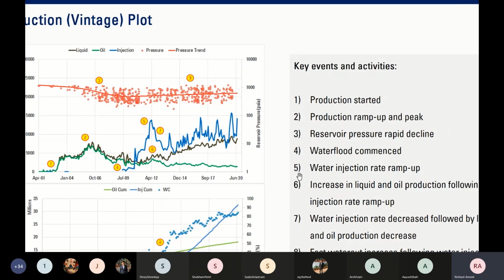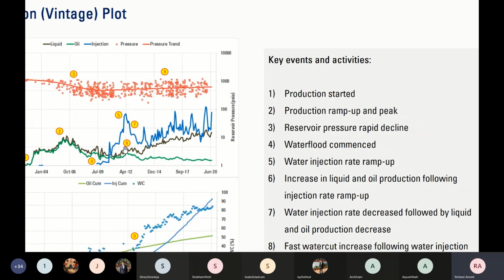Then at number 5, we increase the injection rate, which results in number 6, an increase in liquid and oil production following the injection ramp up. So it means our reservoir responds positively to our injection, and that's a good thing. There is a really strong correlation between production and injection, and that's good news for engineers.